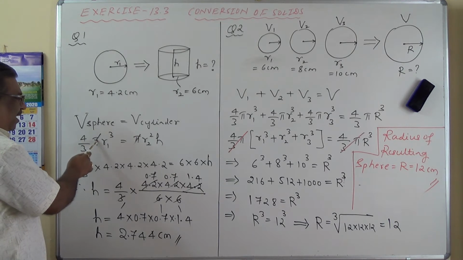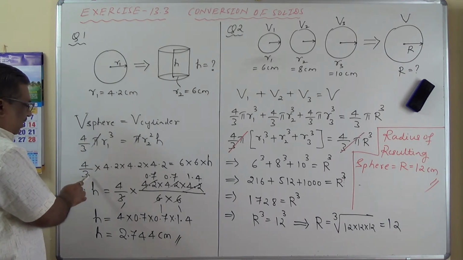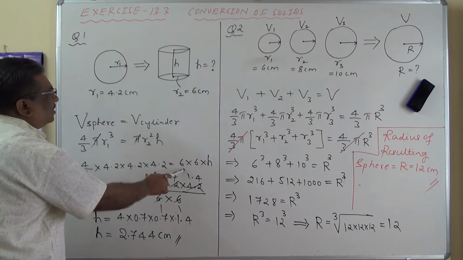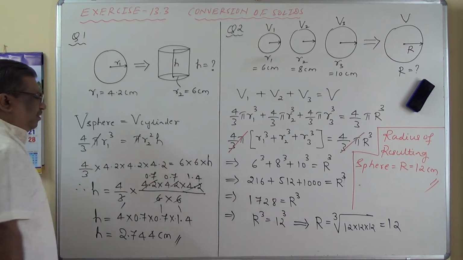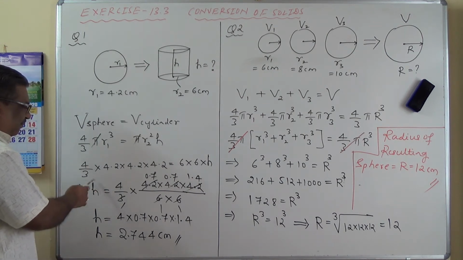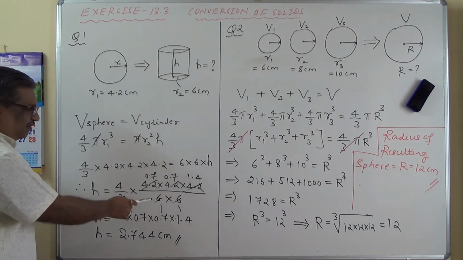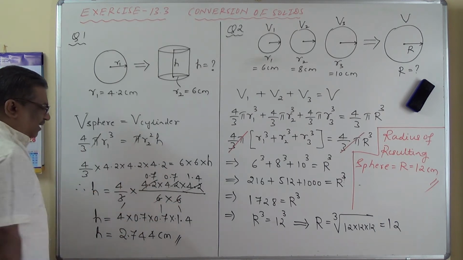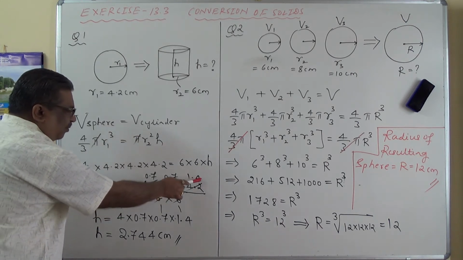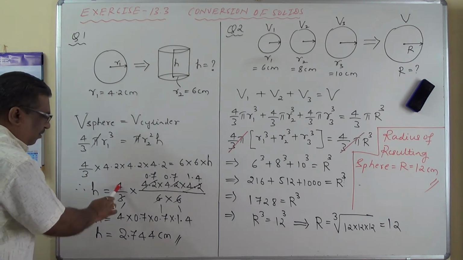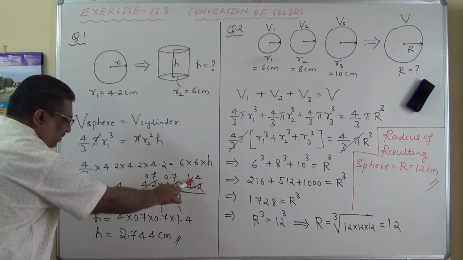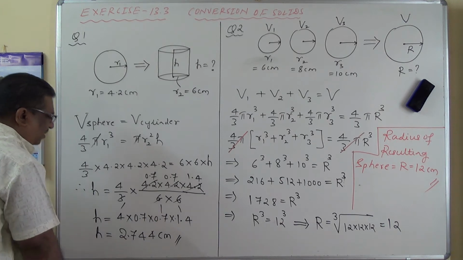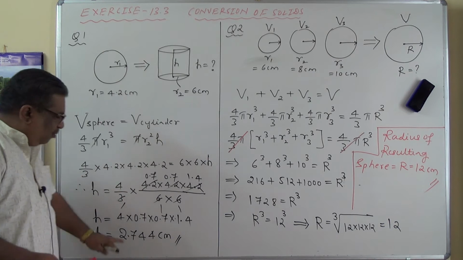Here pi and pi cancel, therefore 4 by 3 r1 cube, that is 4 by 3 into 4.2 into 4.2 into 4.2, equals r2 square, 6 into 6, into h, and height is what we need to find out. Therefore height is equal to 4 by 3 as it is, then 4.2 into 4.2 into 4.2 divided by 6 into 6. So 6 ones are 6, 6 sevens are 42, and 3 ones are 3, and here 3 1.4s are 4.2. So what we are left with here is 4 into 0.7 into 0.7 into 1.4. That's all. So height, if you work out, is 2.74 centimeter. Therefore the height of the resulting cylinder is 2.74 centimeter.